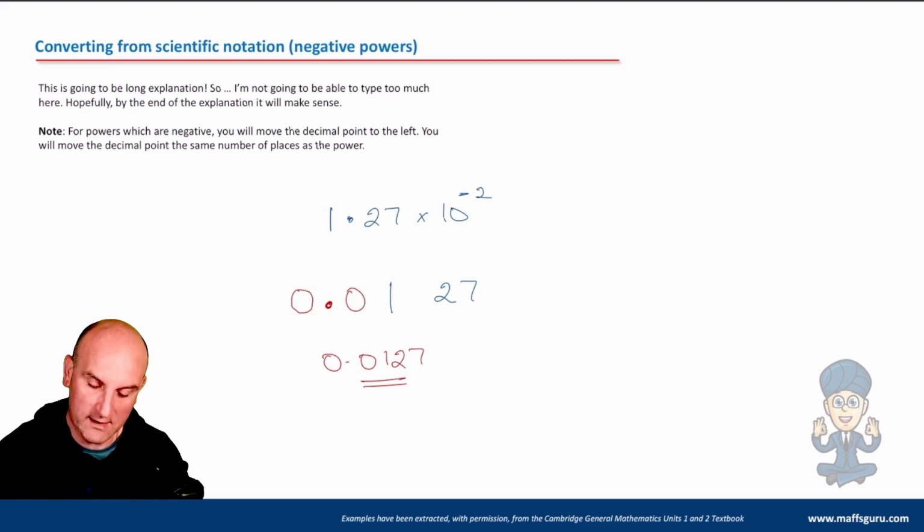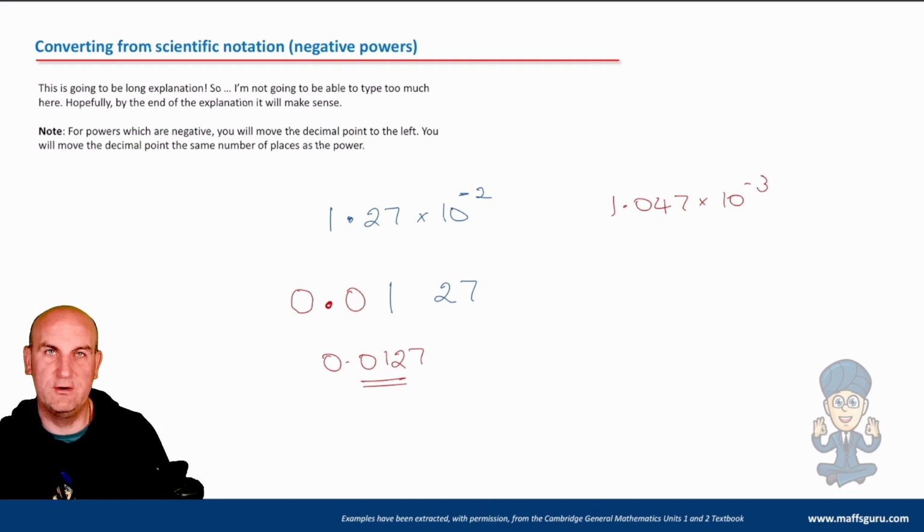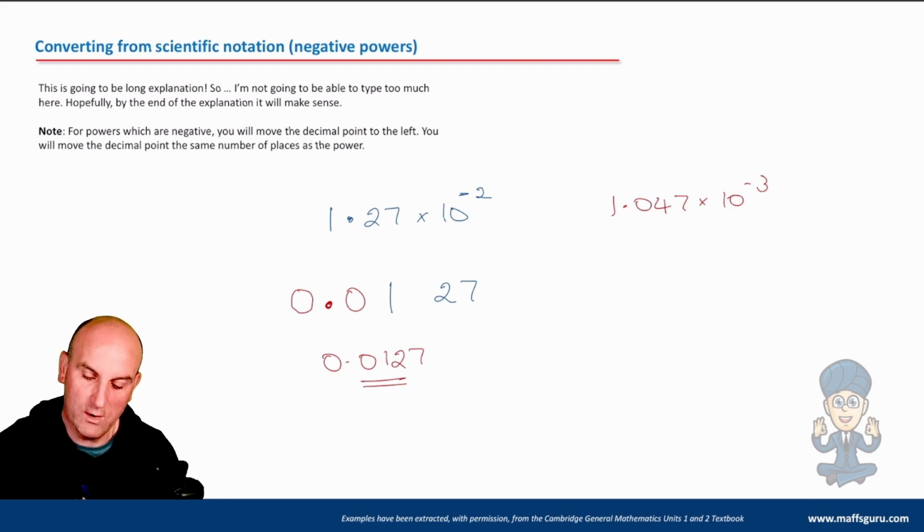Should we do another one? Yes, please. All right, I know this is a long video, but it's really, really important. So what have we got here? 1.047 times 10 to the minus, let's say, 3. All right, so the minus number tells me it was a really small number. It's going to be a 0.00 number. So I've got to move 3 jumps to the, what's that hand? Left? Yep, 3 jumps to the left.